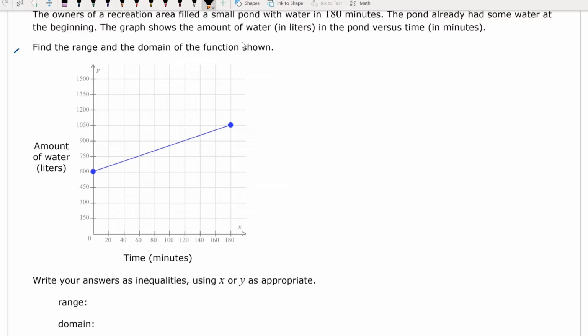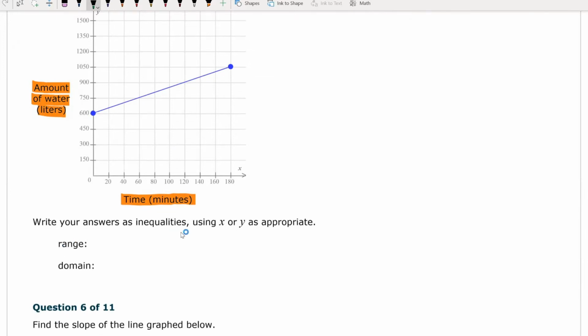So they give you a graph, where the x-axis represents time in minutes, and the y-axis represents amounts of water in liters. Okay, and here's our graph. Write your answer as an inequality using x and y appropriately. Okay, so range, what is range? Range is the y value, right?